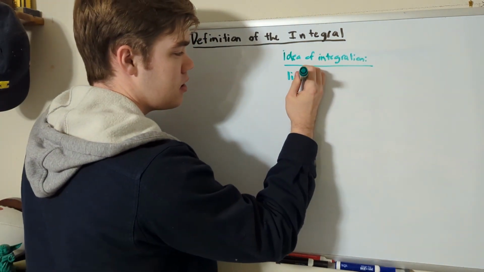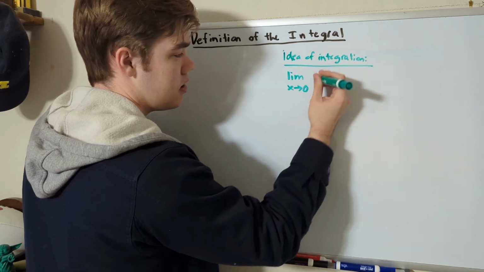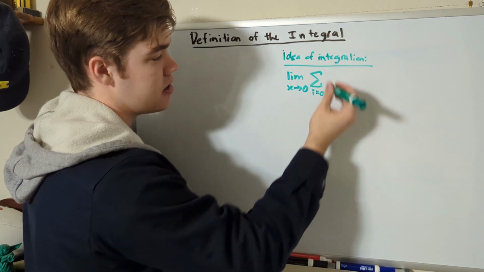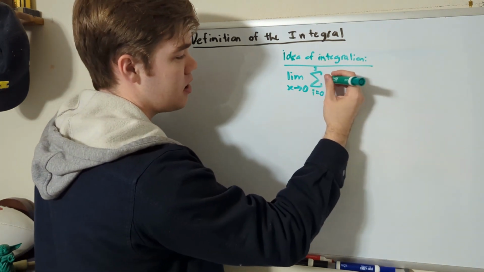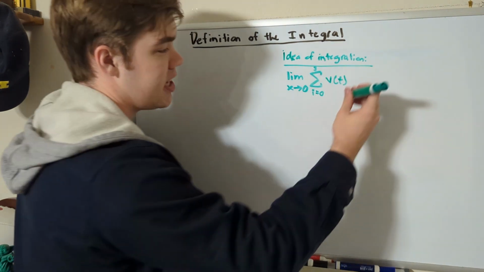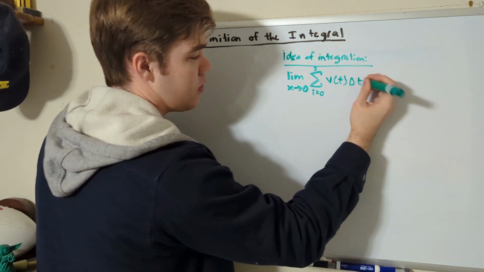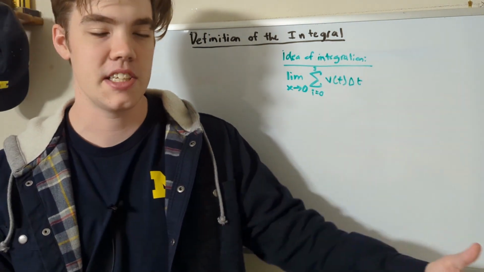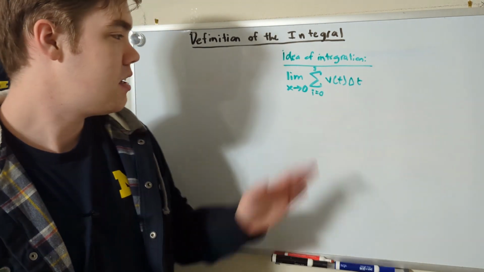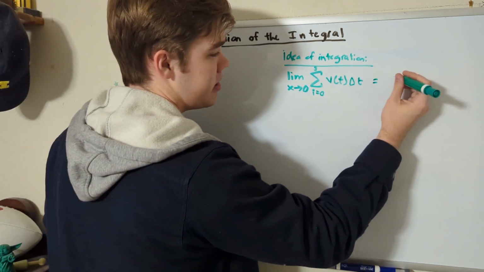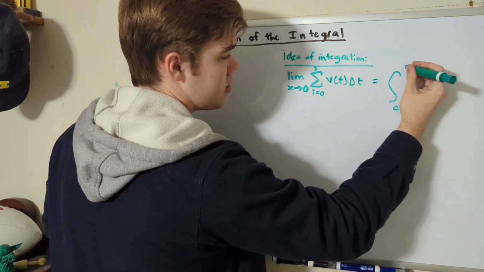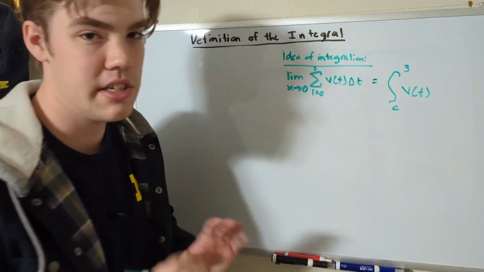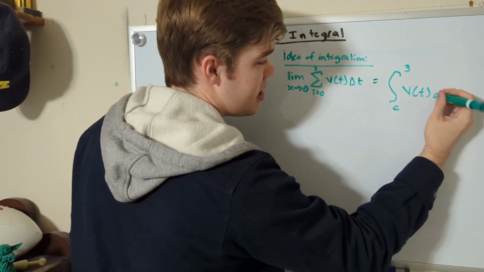The limit as x approaches 0 of the summation from the index i equals 0. Remember, we start at the 0 second to 3 seconds of our velocity graph times the change in time, because of course, while we go over this interval, we're changing time from 0 seconds to 3 seconds and everything in between. And this is all equal to an integral from 0 to 3 of velocity with respect to time, this function, which in our case was t squared plus 1, dt.